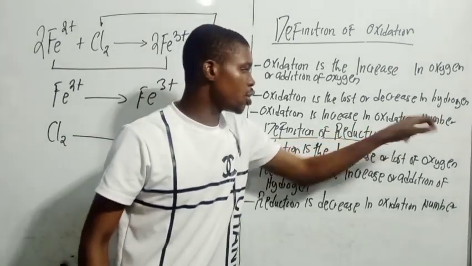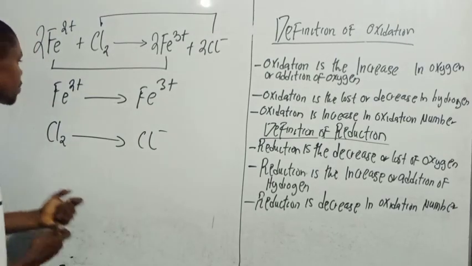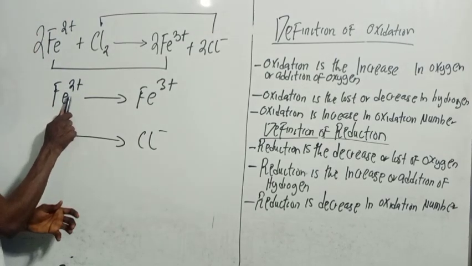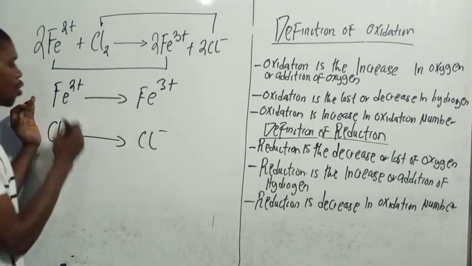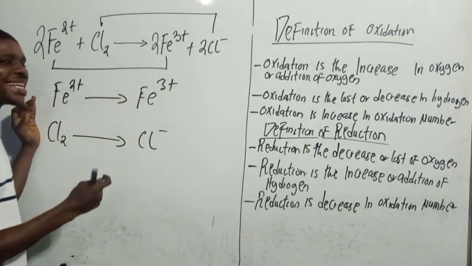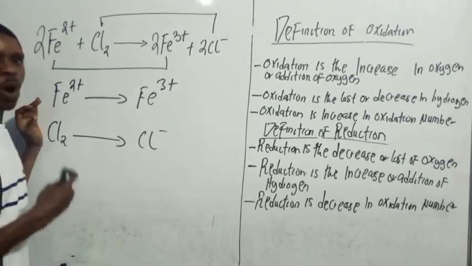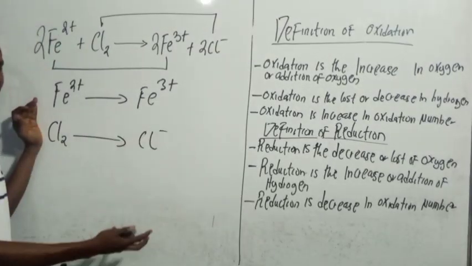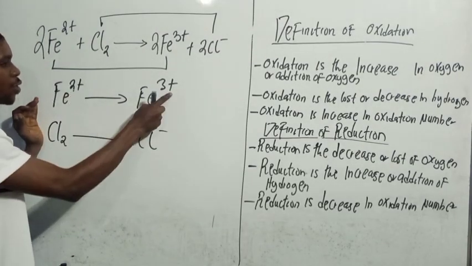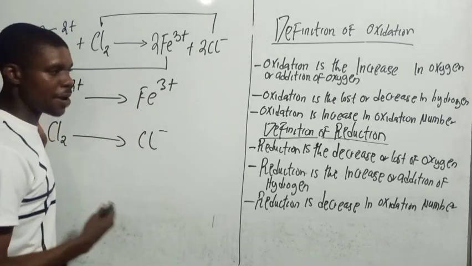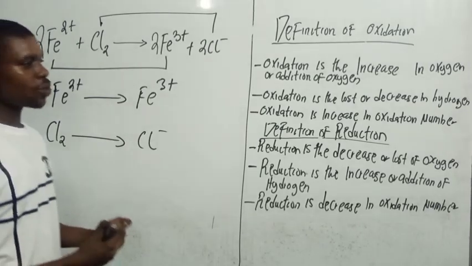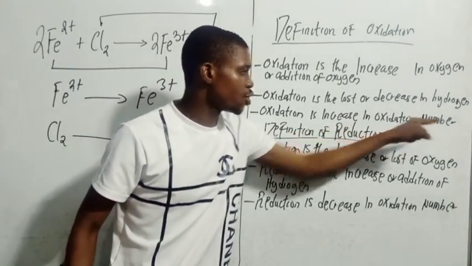Is the oxidation number. So the oxidation number of iron here is plus 2, and the oxidation number here is plus 3. So plus 2 to plus 3, is it an increase or decrease? Of course, it's an increase. Plus 2 to plus 3 is an increase in oxidation number. Remember, oxidation means an increase in oxidation number.